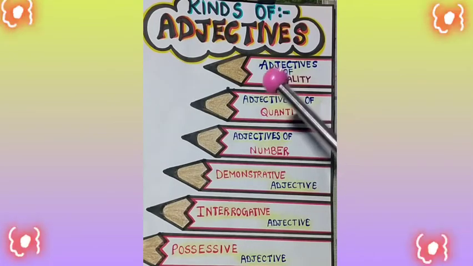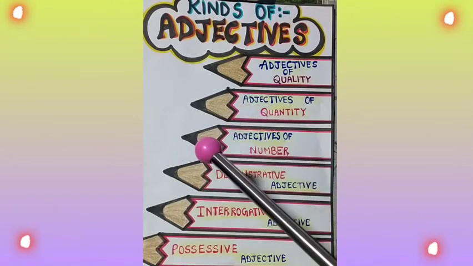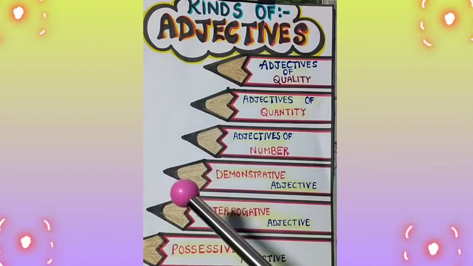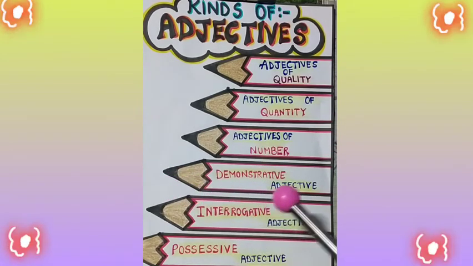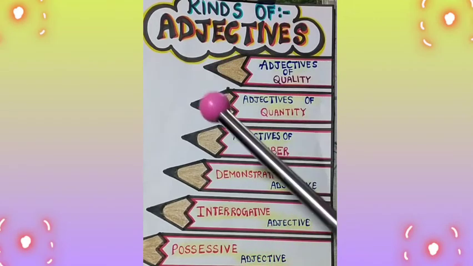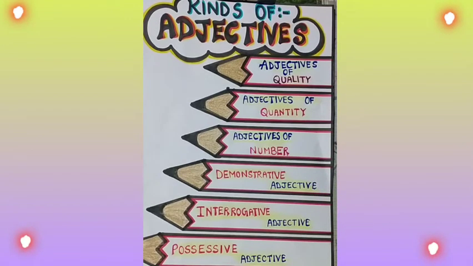Now these are the kinds of adjectives. Number 1, adjectives of quality. Number 2, adjectives of quantity. Number 3, adjectives of number. Number 4, demonstrative adjective. Number 5, interrogative adjective. Number 6, possessive adjectives. Now I will explain to you one by one the kinds of adjective in detail.